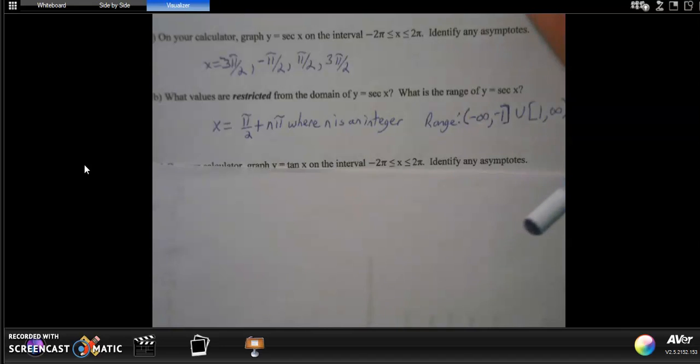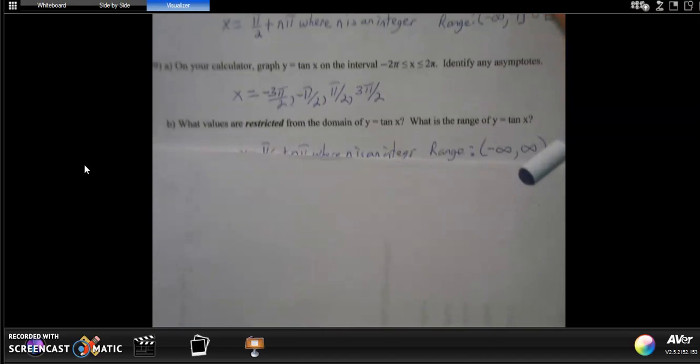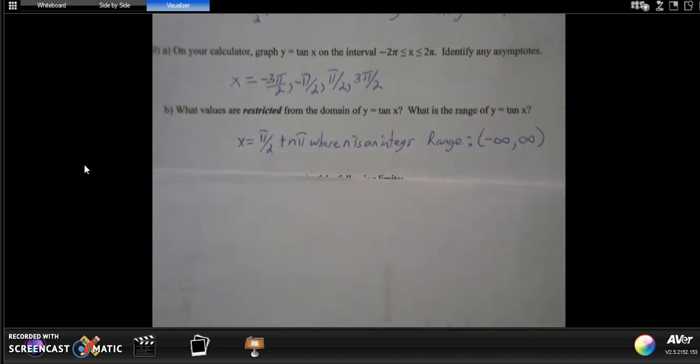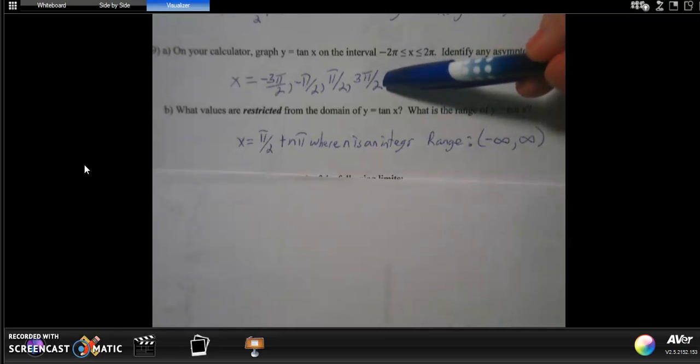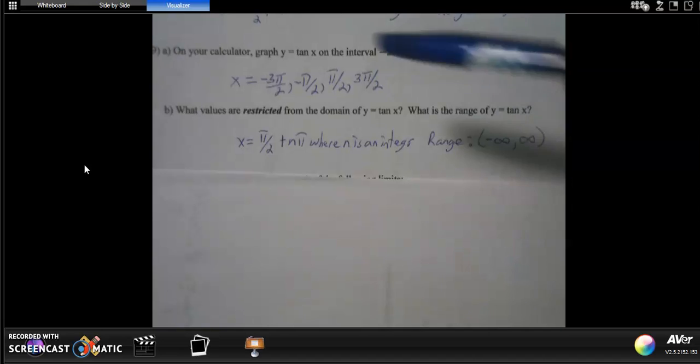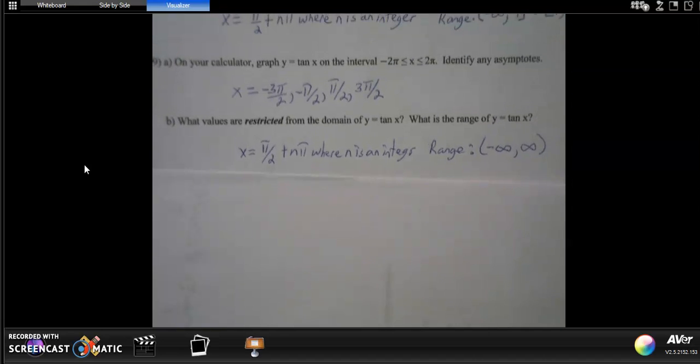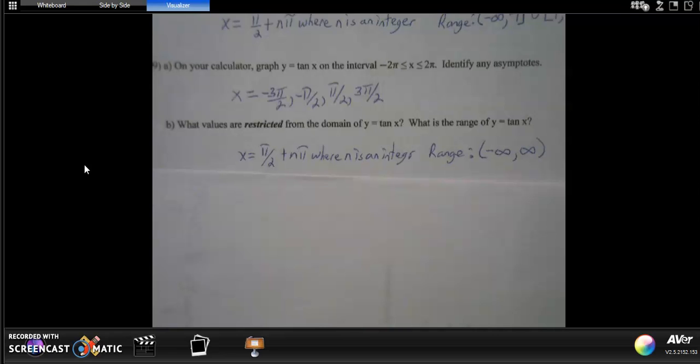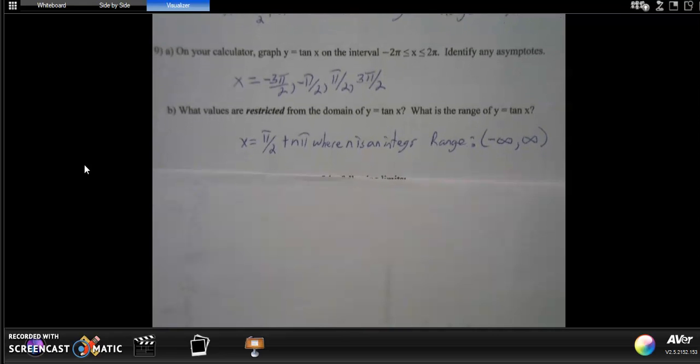And then for the tangent of x, okay, this is where we get the vertical asymptote. Notice these are the same place where the secant had vertical asymptotes, because that's where the cosine of theta equals 0. So that's the same asymptotes as secant. The range on tangent is negative infinity to infinity.